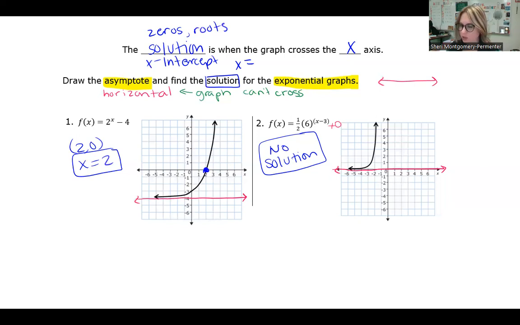We haven't drawn on the asymptotes for the log graphs yet, but you could still say where the x is without even us doing that part yet.